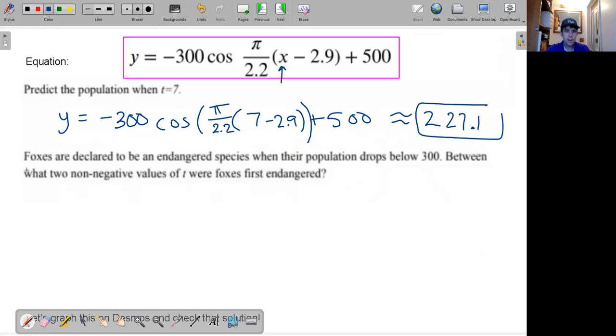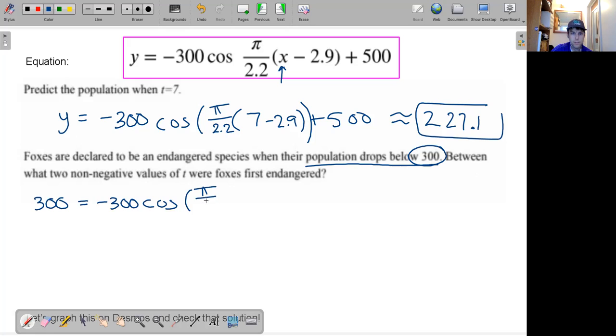But anyway. Foxes are declared an endangered species when their population drops below 300. So far, we haven't actually solved this algebraically before, but I want to go ahead and try it right now and see what happens with our solution. And then we'll check that solution on a graph. So the population is y, so let's replace our population with 300. I'll write out this equation now, and I'll talk about how we need to solve it. Plus 500. Okay, so we have an equation.